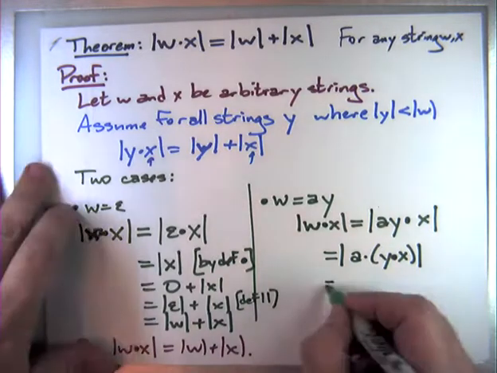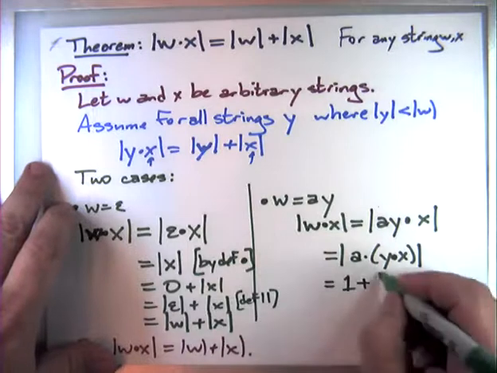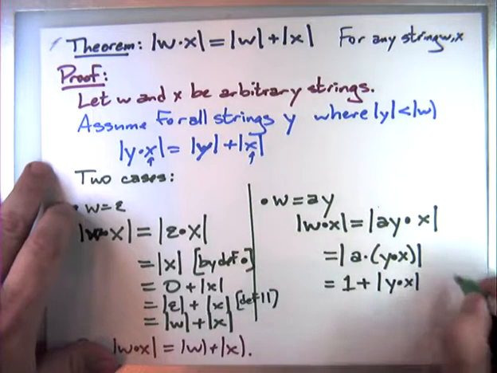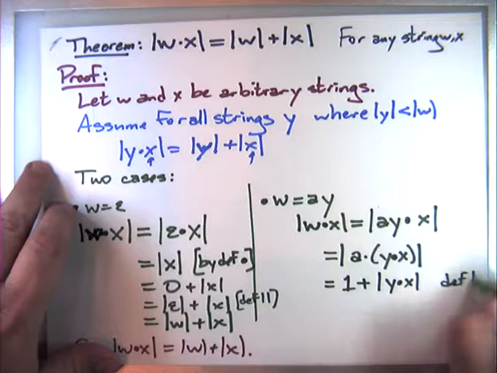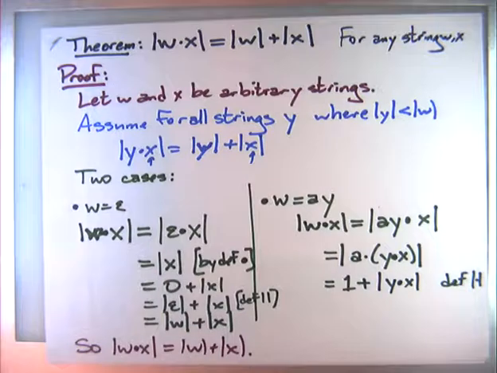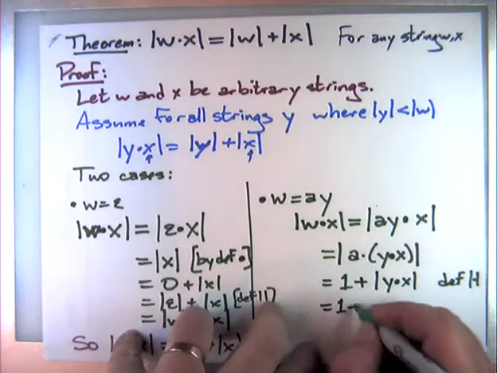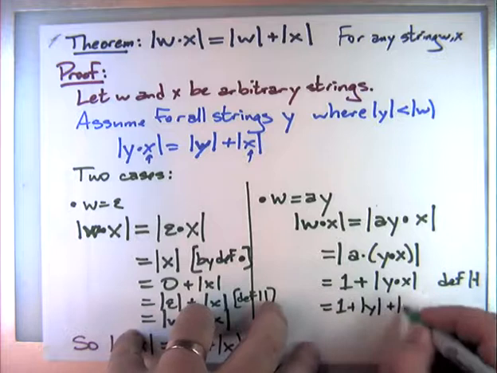Right, this is 1 plus the length of y dot x, by definition of length. Okay. Now what? Now, y dot x is in exactly the right form to apply the induction hypothesis. So this is 1 plus the absolute value of y plus the absolute value of x.